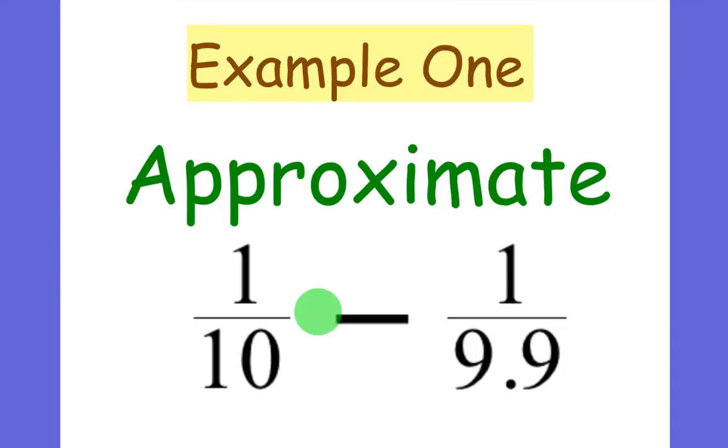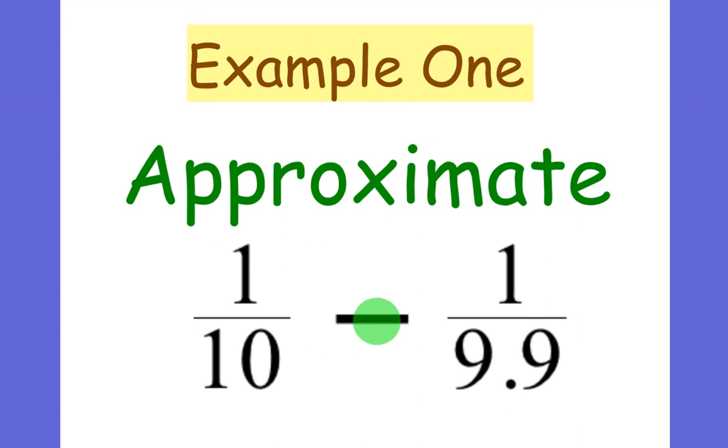This is the hardest step for most students. In order for linear approximation to work, you actually have to have a function. So notice what this question is asking. Approximate 1/10 minus 1 over 9.9. Notice how these two numbers are close to each other. Notice the format of our fractions. It's 1 over something. So this will give us a hint as to what our function is going to be.